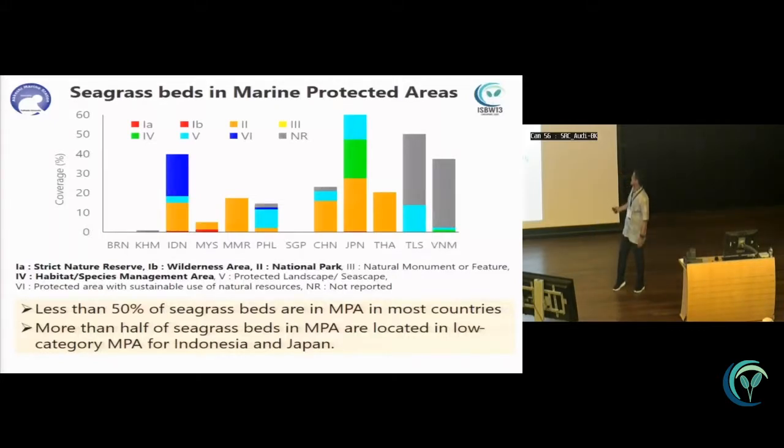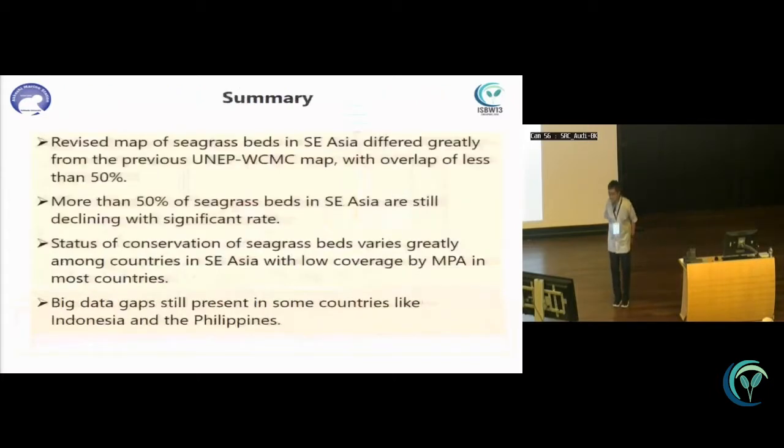But you can also look at the difference in color. Categories 1, 2, or 3 are highly protected types of MPA, while 4 to 6 are something like paper MPAs. So we are still not sure whether just overlaying MPA and seagrass bed in GIS really indicates that they are truly protected or well managed.